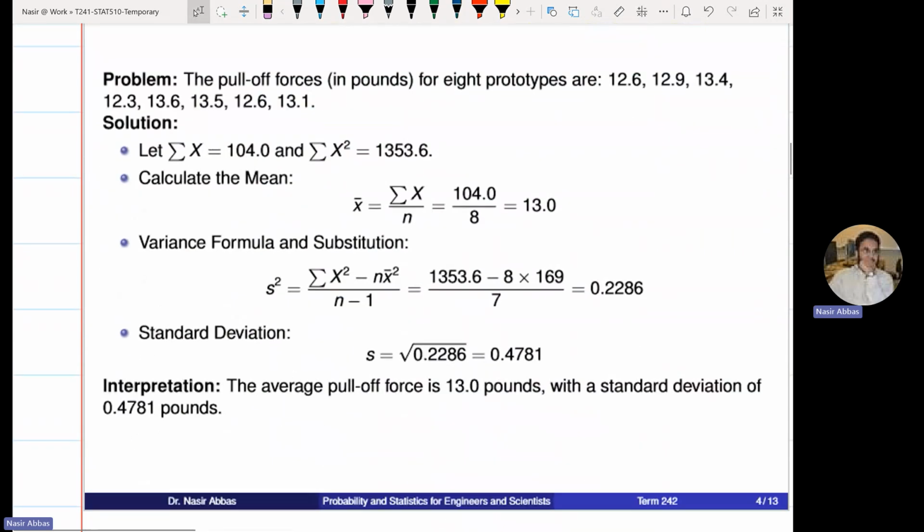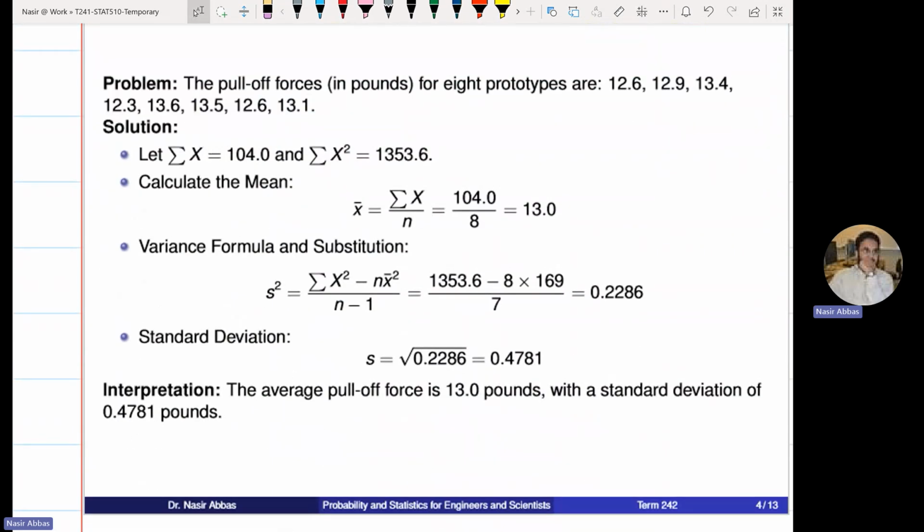Many questions. Let us have a simple problem. This is from your book. The problem says the pull strength for 8 prototypes, these are the values. They are in pounds. The unit is pounds. We have to find the mean, median, mode, standard deviation, variance, and range for this data. As I said, the summary of the data is given.